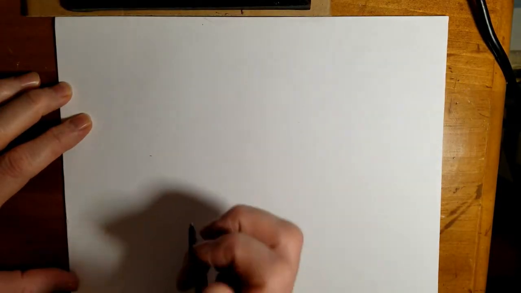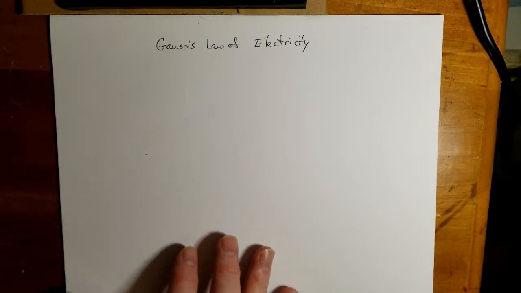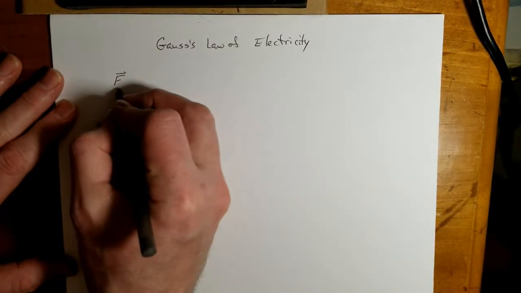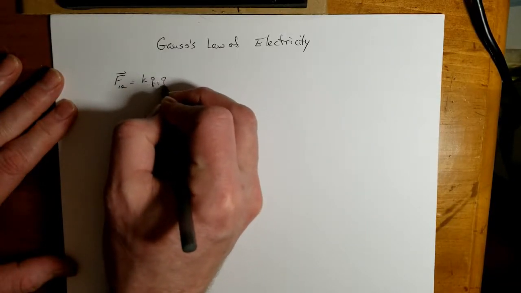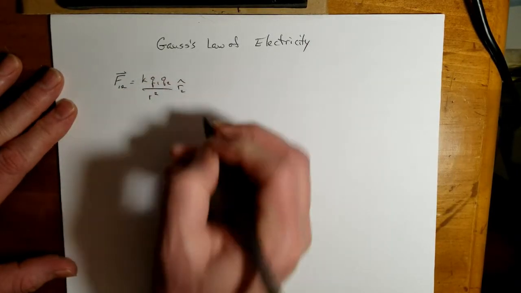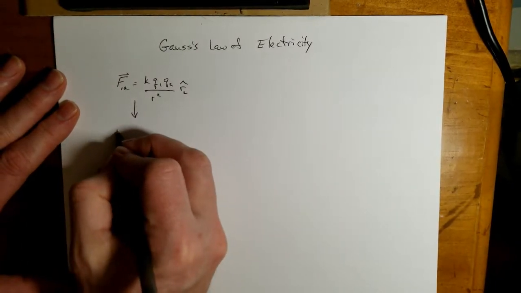So let's derive Gauss's law of electricity from Coulomb's law. If you recall, Coulomb's law is that the force on 1 from 2 is equal to k q1 q2 over r squared times r2 hat. Now from this, we had the meaning of the electric field.